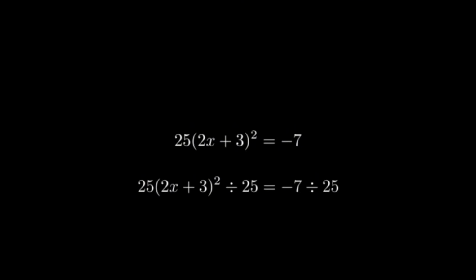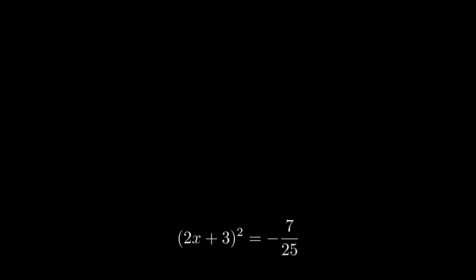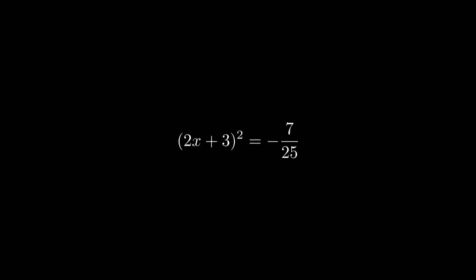We have 25 in the coefficient on the left being divided by 25 and negative 7 on the right also being divided by 25. When we perform the division, the 25 on the left side cancels out completely, leaving just our squared binomial. On the right side, negative 7 divided by 25 gives us the fraction negative 7 over 25. Notice what we've accomplished here. We now have a perfect square expression on the left side, the quantity 2x plus 3 squared. This is exactly the form we want when solving quadratic equations using the square root method.